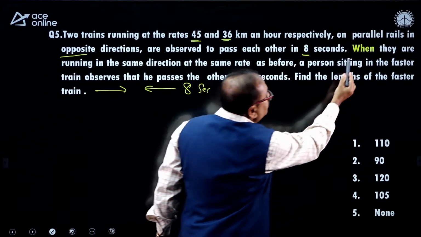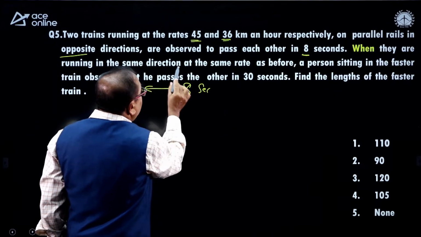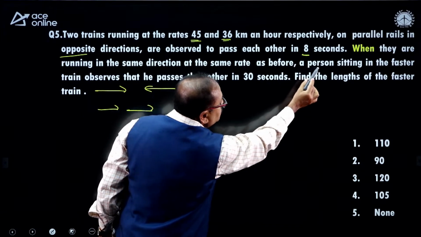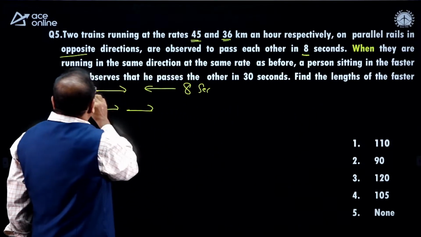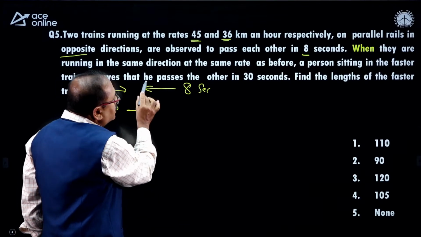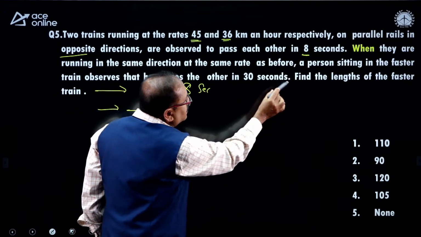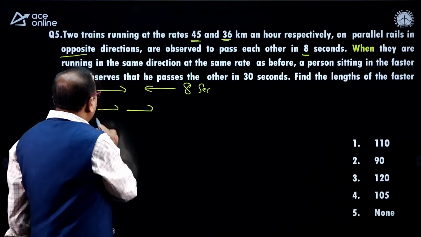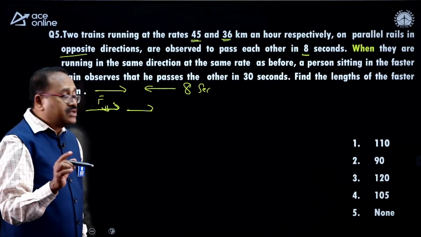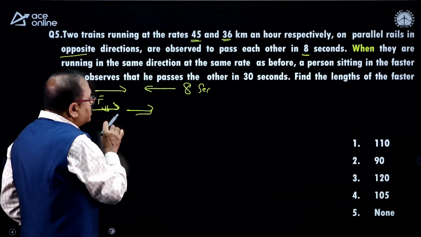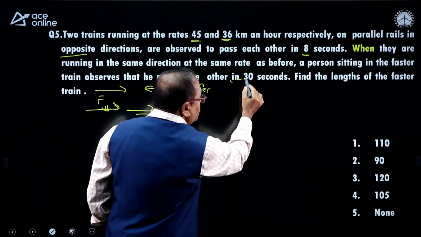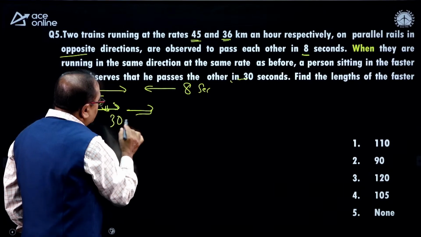The next one, when they are running in the same direction, as before, a person sitting in the faster train observed that he passes the other train in 30 seconds. Let's assume that this train is the faster one, and a person who is sitting in this faster train notices that this faster train is overtaking the slower train in how many seconds? That is in 30 seconds.